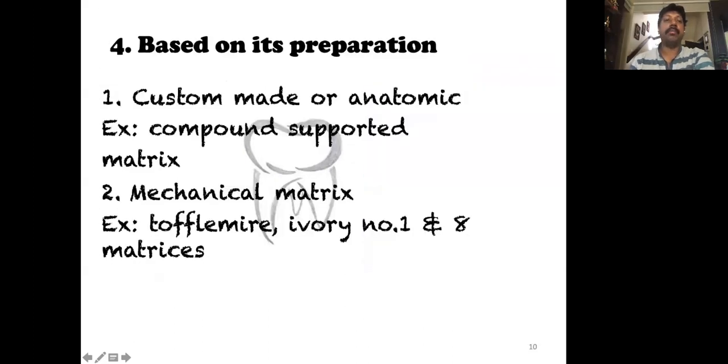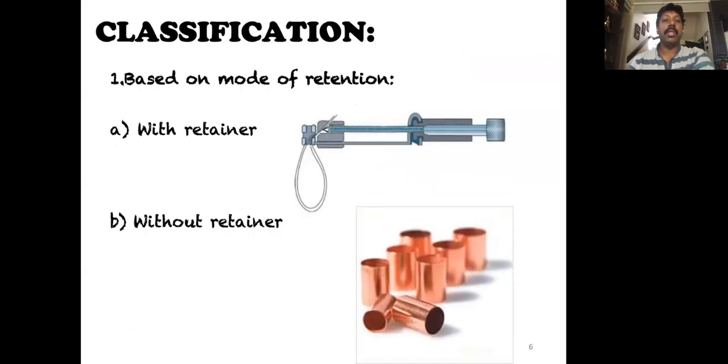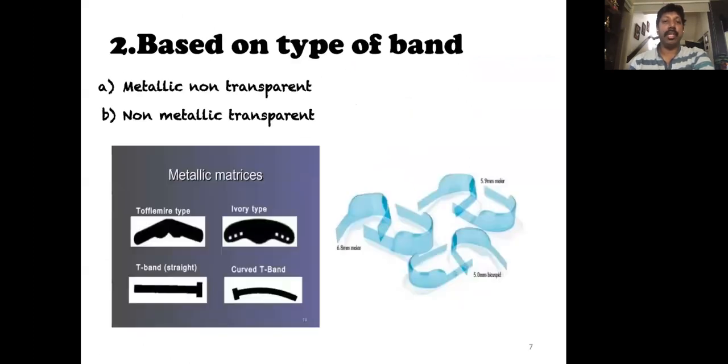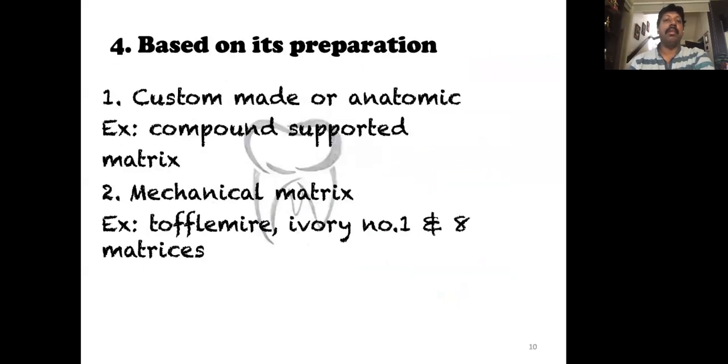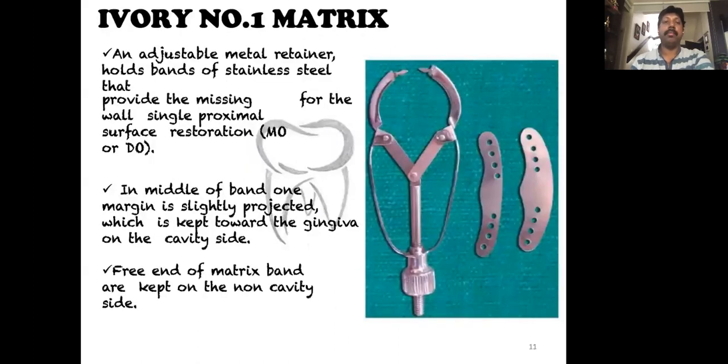You understood? One is based on the mode of retention, with retainer or without retainer. Based on the type of band, metallic or non-metallic. Based on the type of cavity, class 1, class 2, class 3, class 4, class 5. Based on its preparation, custom made means made for that particular tooth, that is called custom made. Mechanical is universal, what you have with you is mechanical.